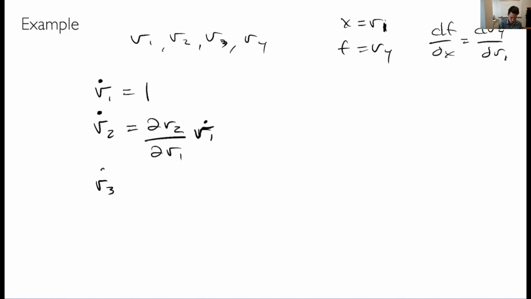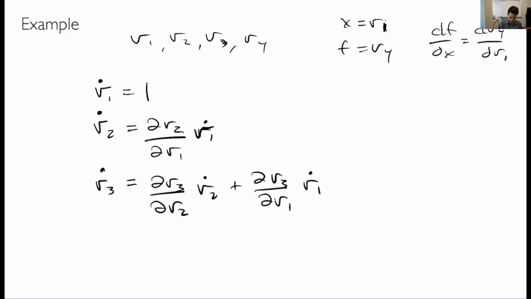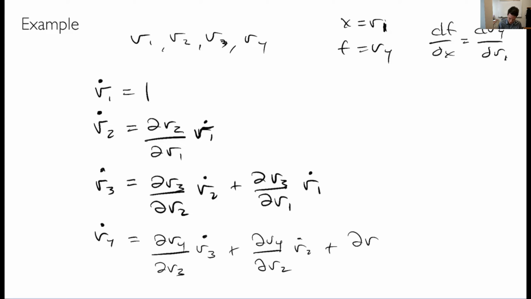Now V3 can depend on V2 and V1. So it's going to be the partial of V3 with respect to V2 times V2 dot, plus the partial of V3 with respect to V1 times V1 dot. And then so on, we'll do the last one, V4 dot. That's the partial of V4 with respect to, and it depends on 1, 2, and 3. I guess I've been doing it in this backwards order, which is fine. It doesn't matter which order. Start with 3, and then go down to 2, and then to 1.